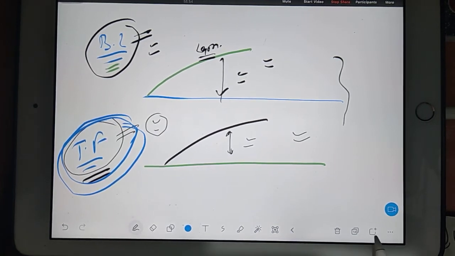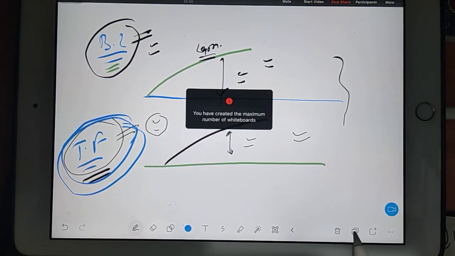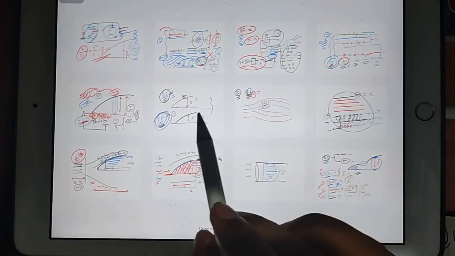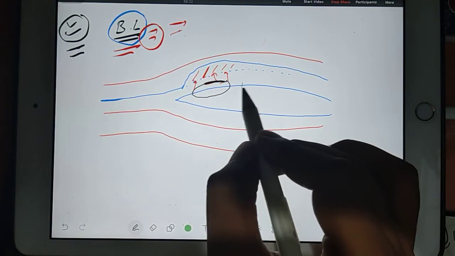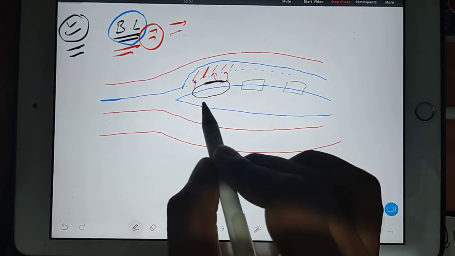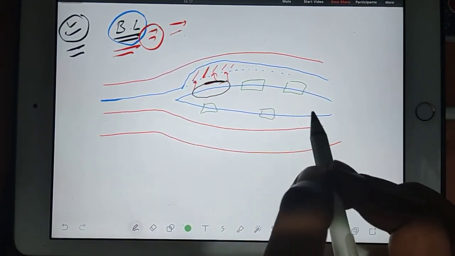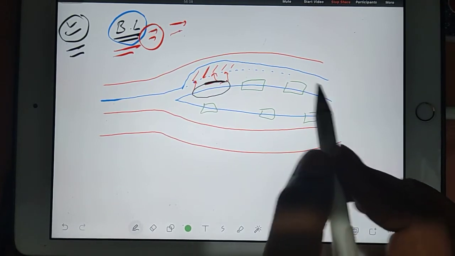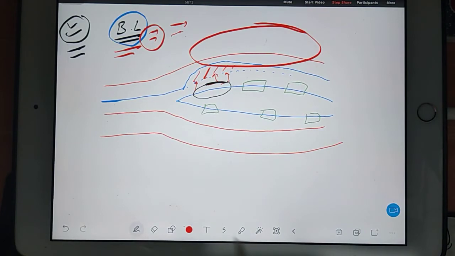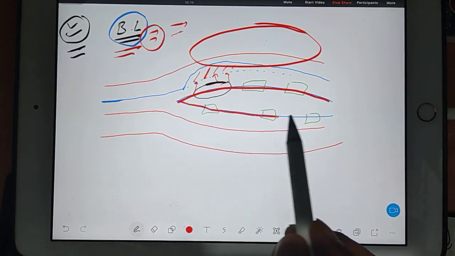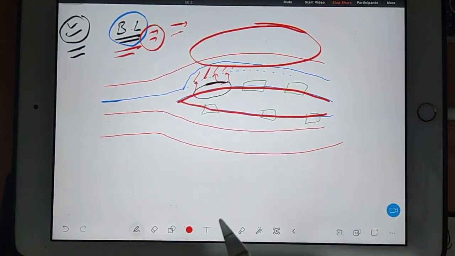Right, everywhere. I mean, it is not only at the location where I am drawing. It is everywhere. Suppose this is the location. So here also you have phenomena. You have phenomena everywhere. And this phenomena is not happening in the flow. It is happening on the skin of the body. And some properties are changing.